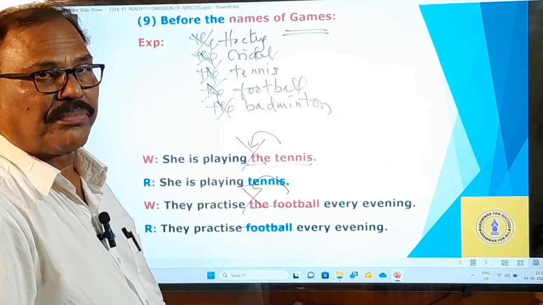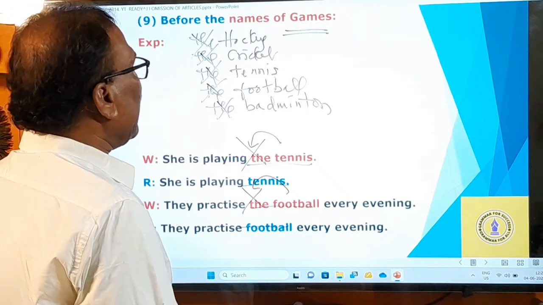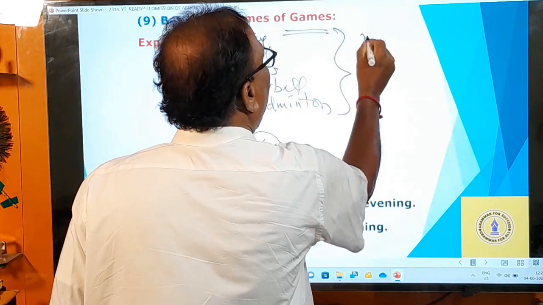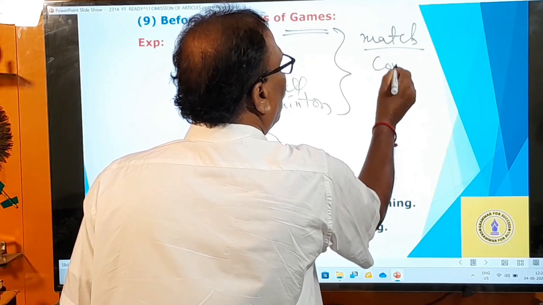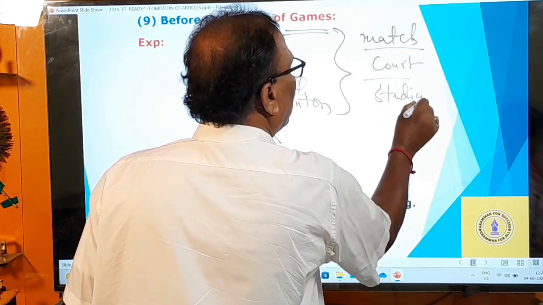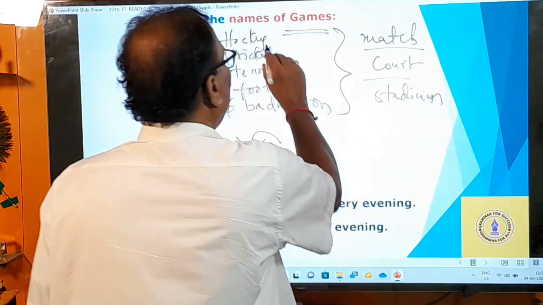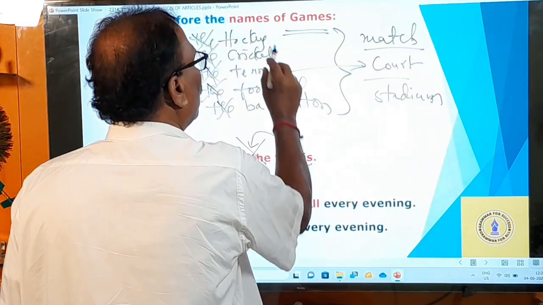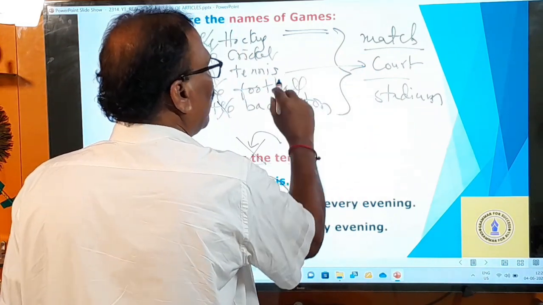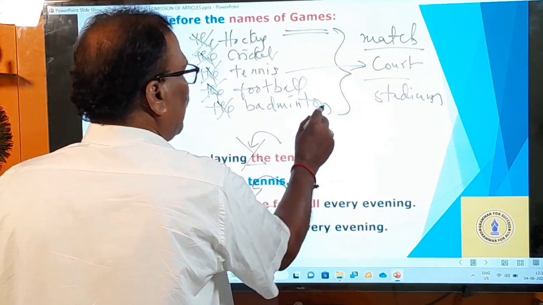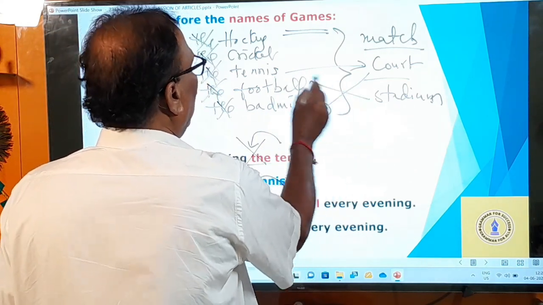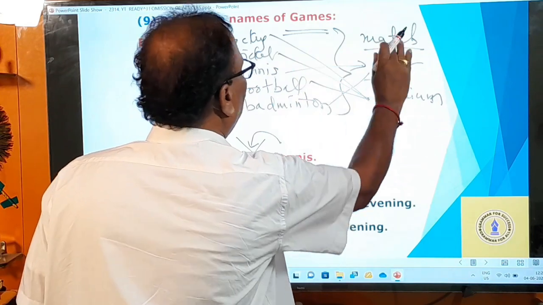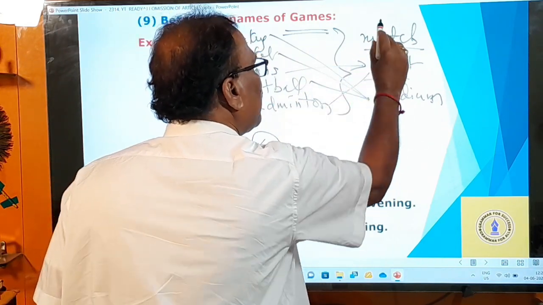And now we go to the next one. Whenever these names of games are used with words like match, court, or stadium, okay, hockey match, cricket match, hockey court, but tennis court generally, hockey ground, cricket ground or cricket stadium, badminton court, football stadium, cricket stadium, hockey stadium. Stadium is used for them. And you can also say hockey match, cricket match, tennis match, football match, badminton match. Match can be used with all.